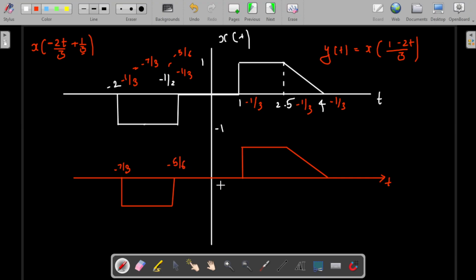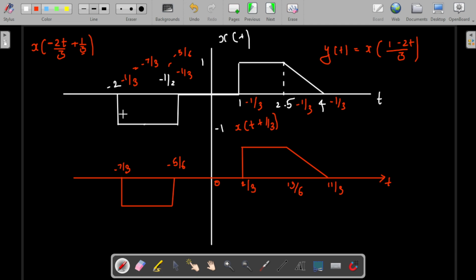This will be 0. So 1 minus 1 by 3, this will be 2 by 3. Then this value will be 13 by 6. Then this value will be 11 by 3. Okay, now what we have done is shifted the signal. This is x of t plus 1 by 3. Since it is positive, we have shifted this slightly, means the left side it got shifted.